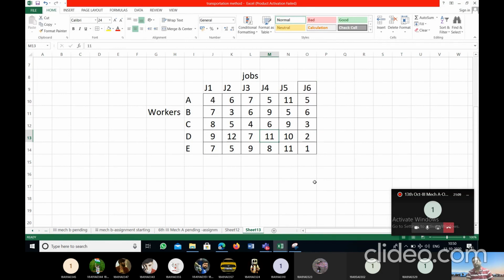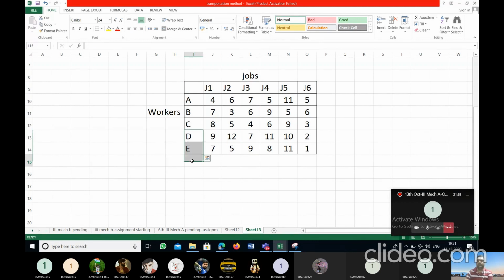Now we need to do the allocation of the jobs to the workers. First you have to check whether the assignment problem given is a perfect n by n matrix or not. That means as many jobs as you have, that many persons you need to have. Now look at this: I have 6 jobs, but only 5 workers. First you have to make the assignment problem an n by n matrix.